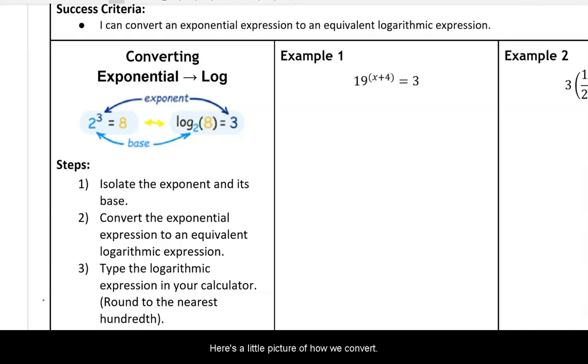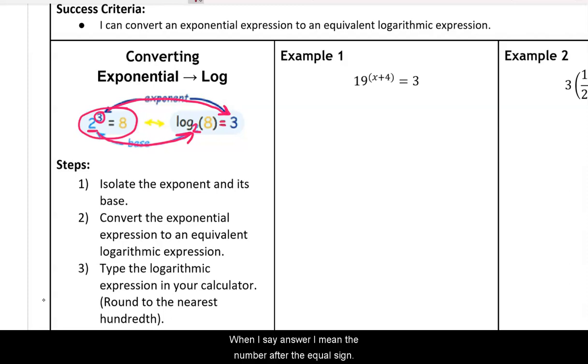So here's a little picture of how we convert. If it starts like this, 2 cubed equals 8, we can convert this exponent to a log by looking at the base of the exponent. Here is our base of 2. The 2 becomes the base on a log. The exponent becomes the answer, which when I say answer, I mean the number after the equal sign. And the answer becomes what's inside the parentheses for the log.